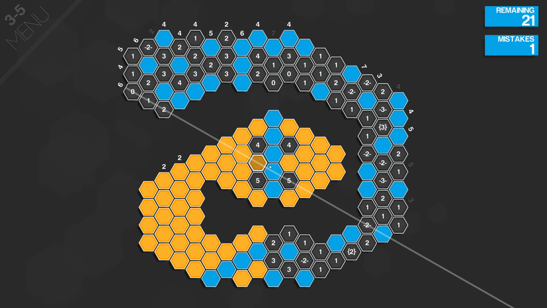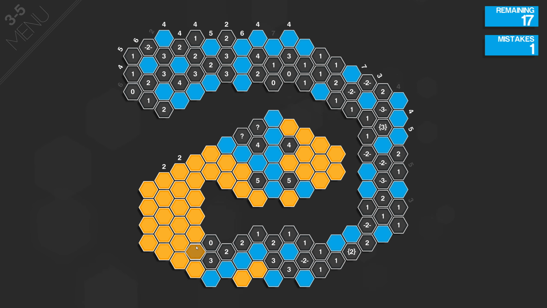Let's see, here we have 2 blues and 4 yellows on a 6, makes 5, 2, 3, 4, 5, 6. This 4 now touches 4, so we can eliminate those 2. Where else are we going? This 2 touches 2, so it's not that. That 1 touches 1. That 2 touches 2. That 2 touches 2. That 0 solves for itself.